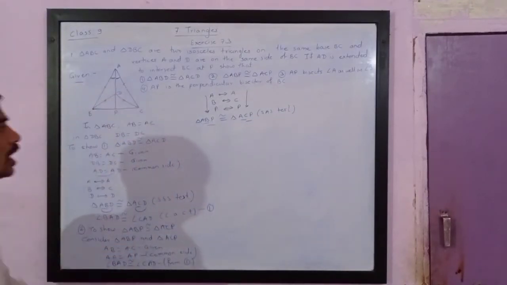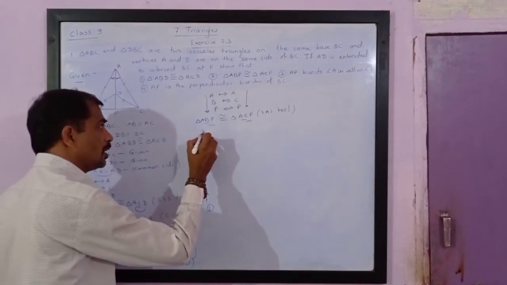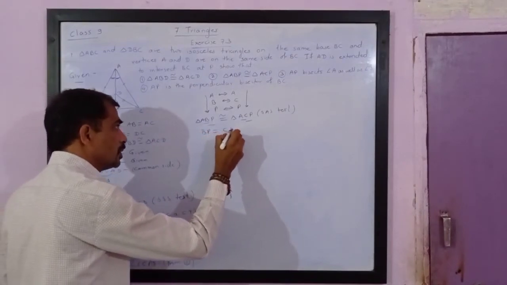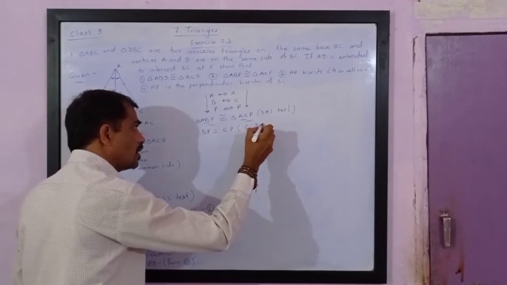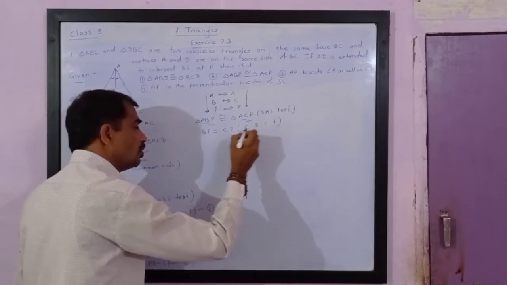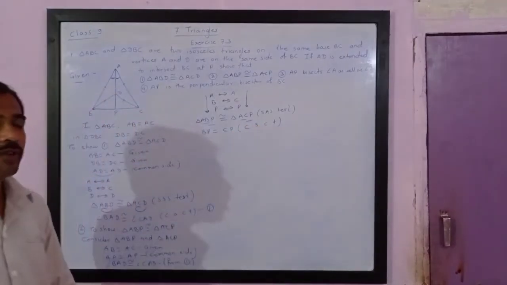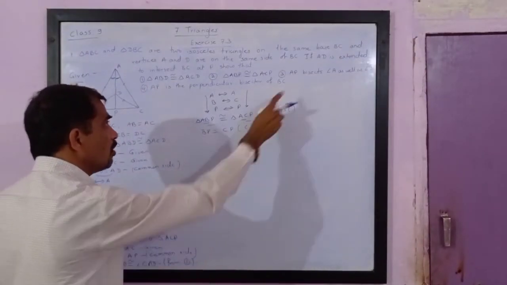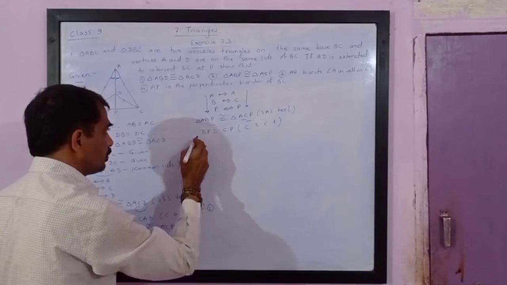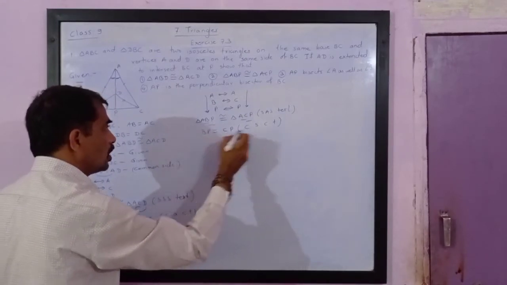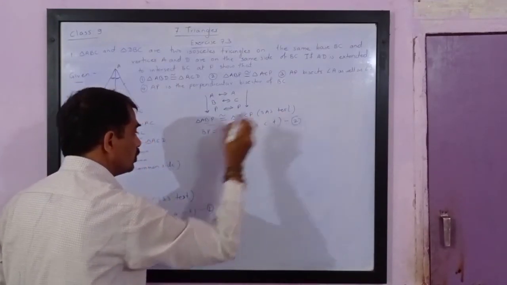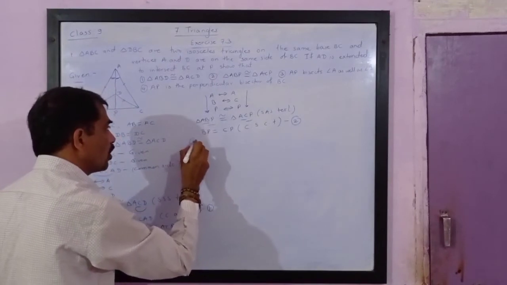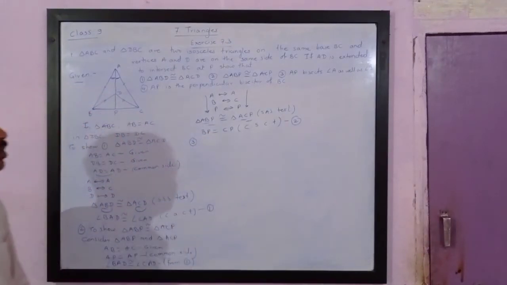So we need that. Here it means BP is equal to CP. Reason is corresponding sides of congruent triangles. You can definitely write corresponding parts of congruent triangles. So we have got BP is equal to CP. This we need for the third result. Now give this equation number. So next we are going to prove the third result.